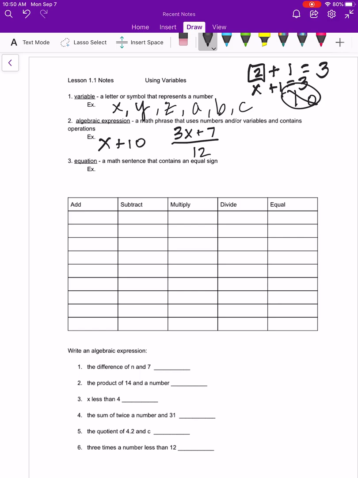So that's an algebraic expression. Last but not least, again, no new news, equation. An equation is a math sentence that contains an equal sign. That's the most important thing. So we have 7x minus 2 equals 26. And that equal sign right there is what makes it an equation. All right, so we need to talk about all of the words that correlate with math.